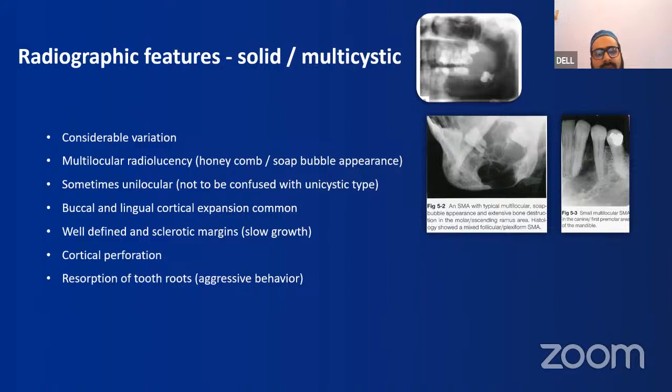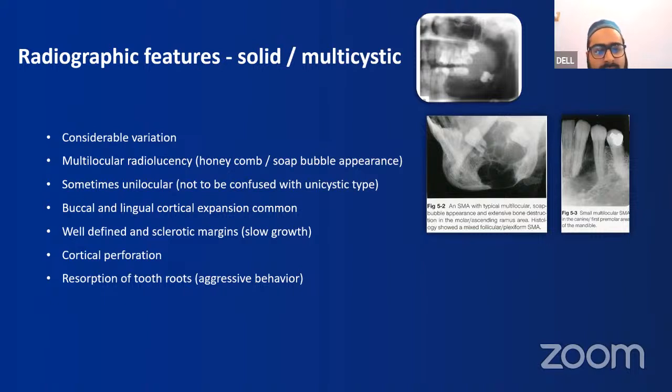Now, the radiographic features. There is considerable variation in the presentation of the solid multicystic type. Most of the time, it's a multilocular radiolucency involving the entire molar ramus area, with a typical soap bubble appearance or honeycomb appearance in some cases. But it can be unilocular as well, and once it's unilocular, it has to be differentiated from the unicystic type.